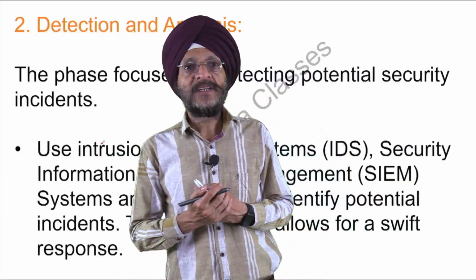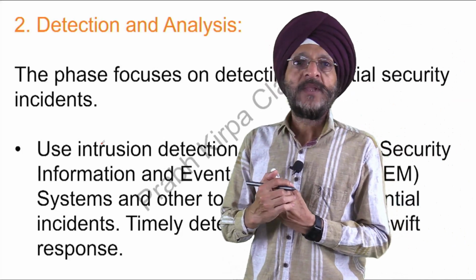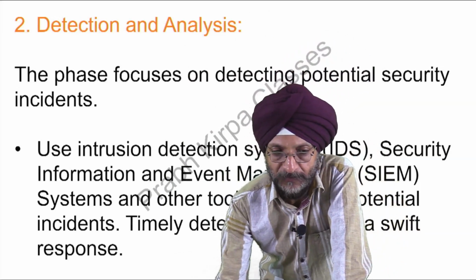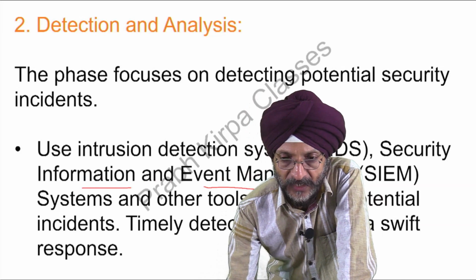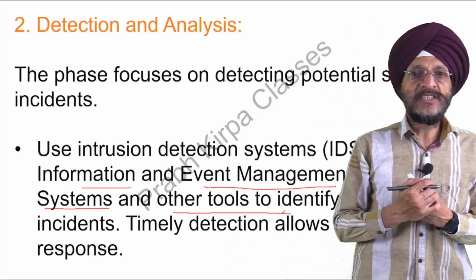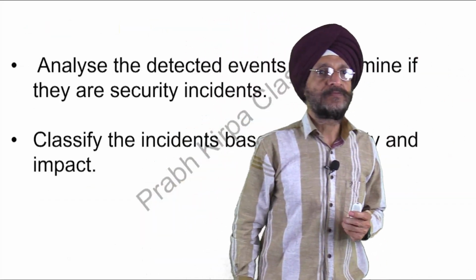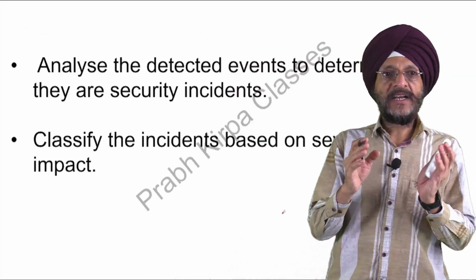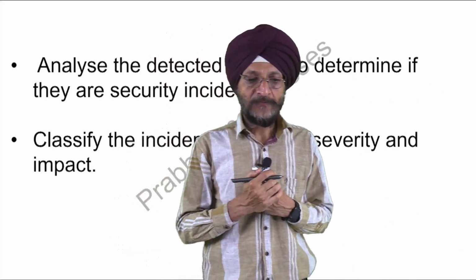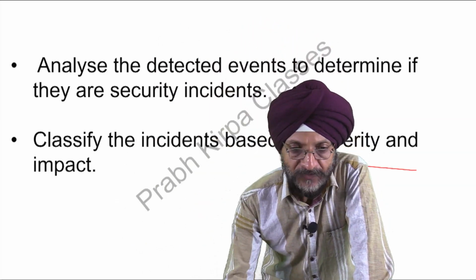The second step is detection and analysis. This phase focuses on detecting potential security incidents. Use intrusion detection systems, security information and event management systems, and other tools to identify potential incidents. Timely detection allows for a swift response. Analyze the detected events to determine if they are security incidents. We should classify the incidents on the basis of severity and impact.